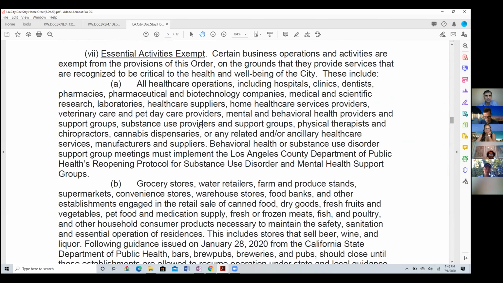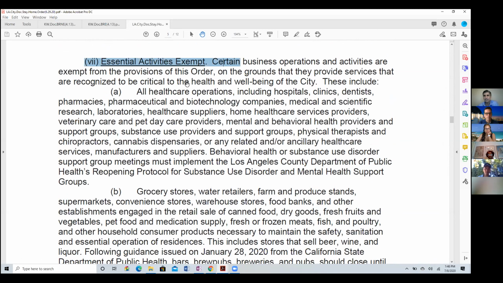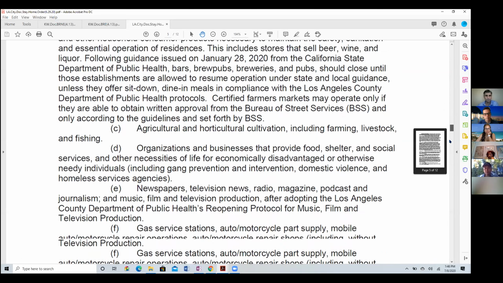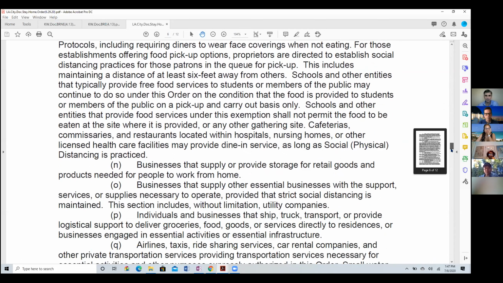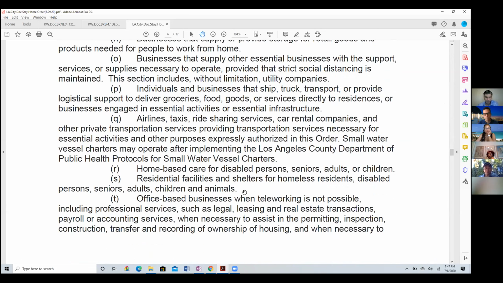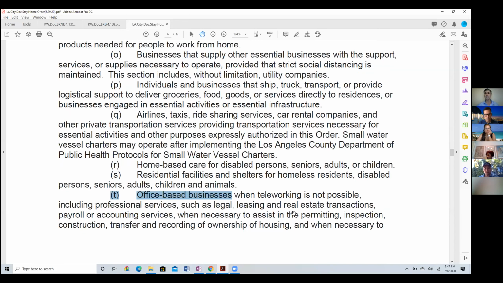And you know that there's this paragraph about essential business activities, and these business activities are generally exempt, but they're not just exempt in an unlimited sense. There's a price tag to exemption. And here's the order provision that generally applies to us. The essential businesses that are exempted include office-based businesses, when teleworking is not possible, including professional services such as legal, leasing, real estate transactions, payroll or accounting service, when necessary to assist in the permitting.